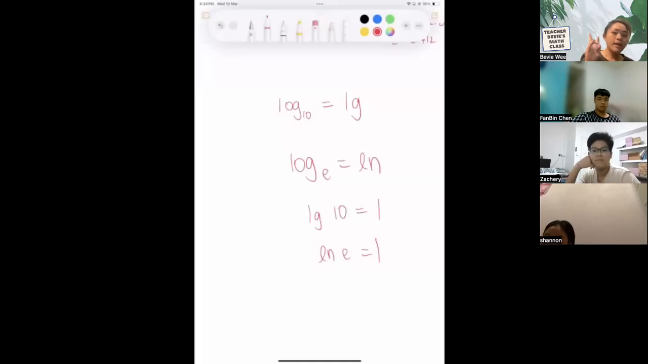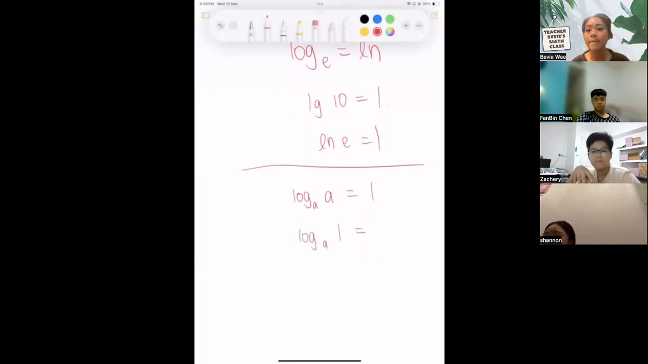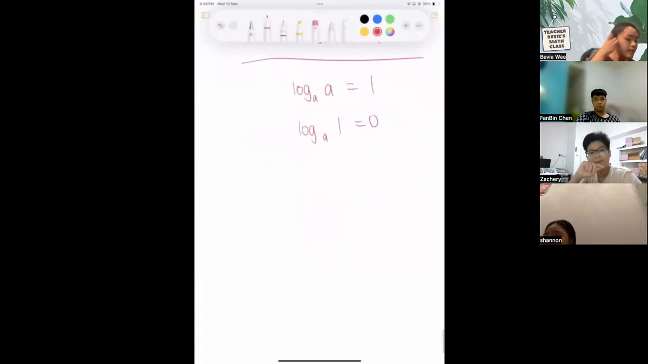Two special properties of logarithm. If I have log base A of 1, this is how much? Good, Zachary. This is 0. So these are the two special properties.